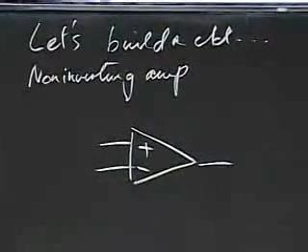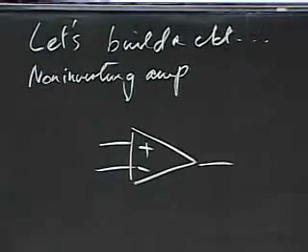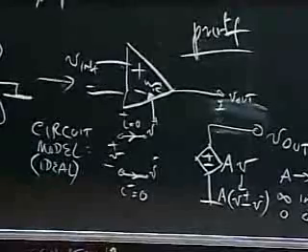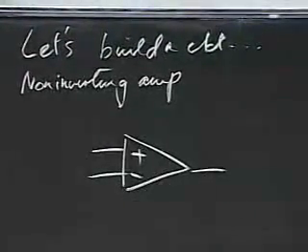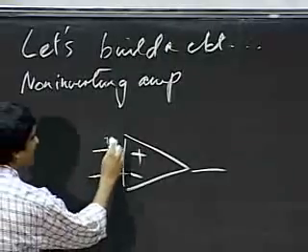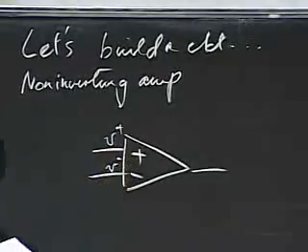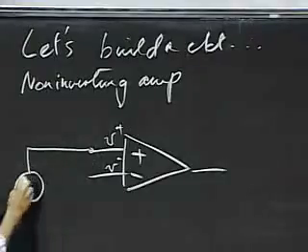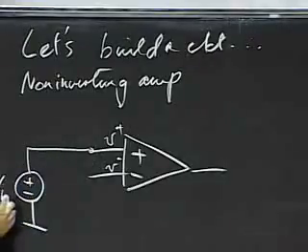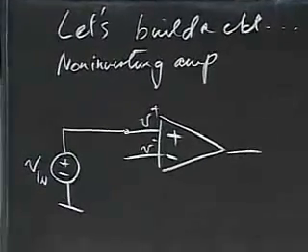From now on, I'm not going to show you the plus minus Vs. I'm not going to show you the power port, but it's in there. It's hidden under the abstraction layer. So this is my op amp, and I'm going to build the following circuit. This is my V plus, and this is my V minus. And to the V plus, I apply a V in.